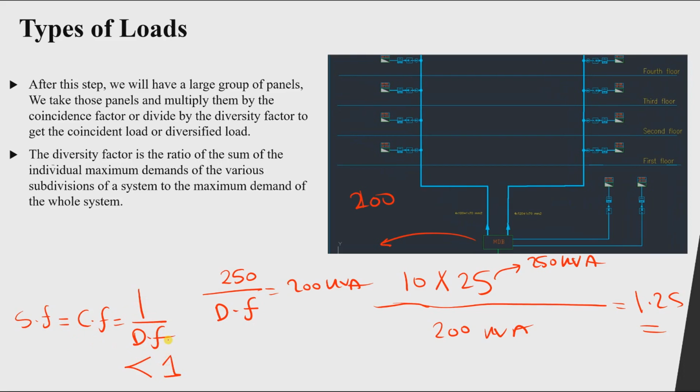Now, in different codes, you will find that in some countries, the demand factor is treated exactly as the diversity factor. In other codes, they treat the diversity factor as less than 1, as if it is a simultaneous factor. So depending on what value is given, I will be able to design my system. You will see what I mean in the next slides.